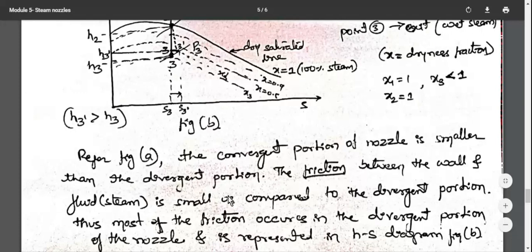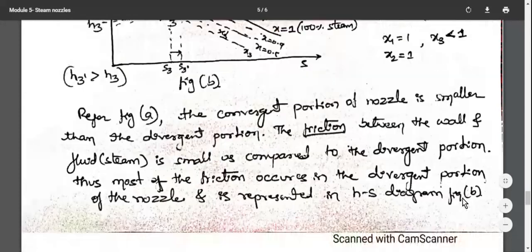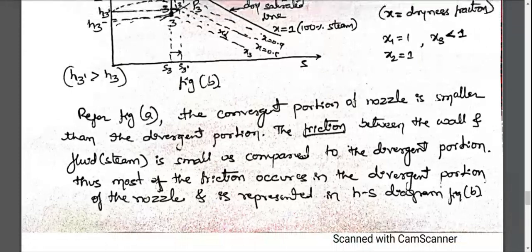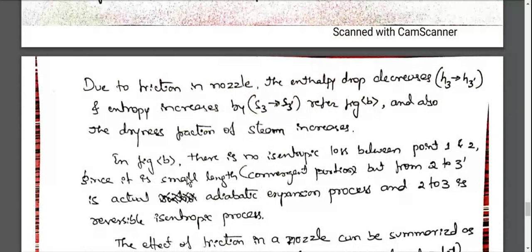The friction between the wall and the fluid stream is small as compared to the divergent portion. So most of the friction occurs in the divergent portion because the length of the divergent is more, and this is represented in the HS diagram. This is what I explained here. Next, due to the friction in the nozzle, the enthalpy drop decreases.